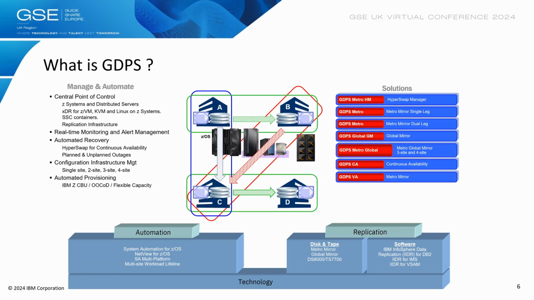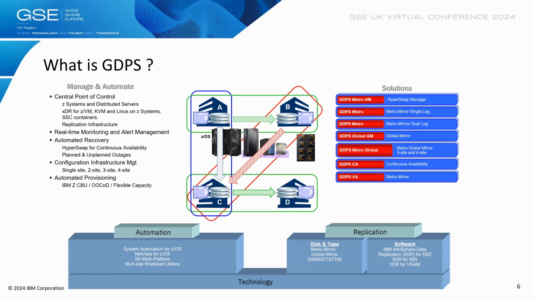Then we have GDPS Global GM, which is a 2-site solution for data centers separated by extended distance, potentially unlimited, provided that the necessary connectivity is in place between the 2 sites. So this is more a disaster recovery solution rather than a continuous availability one.